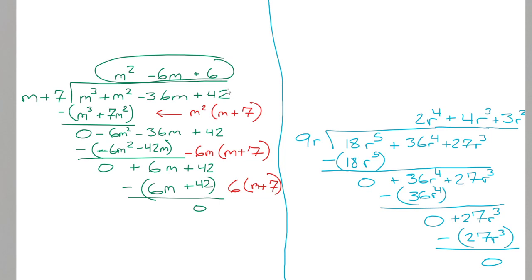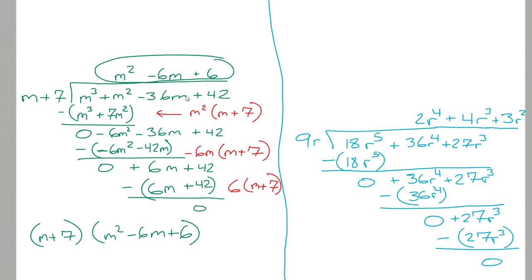And to show that we got this right, you can check, and the check is to multiply this by our divisor. So if you wanted to check, you're going to do m plus 7 times m squared minus 6m plus 6. So if you multiplied these, would you get the same answer?